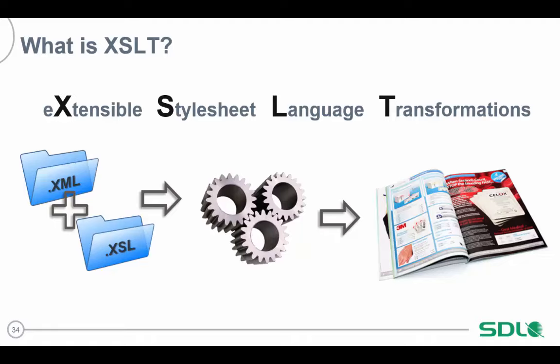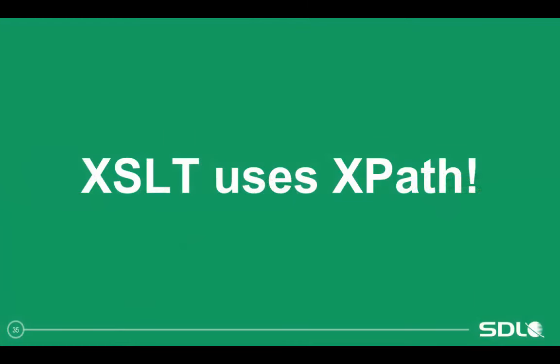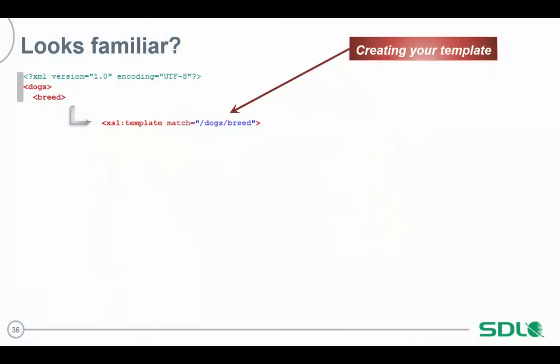Now the really cool thing about this is that XSLT uses XPath. So now that we know all about XPath, we can take a look at how this sort of thing might work inside a stylesheet. So take a look at this, for example. Here we can see we've got a little bit of XML code at the top. So we've got the opening definition for the file, followed by dogs and then breed. These are the two elements.